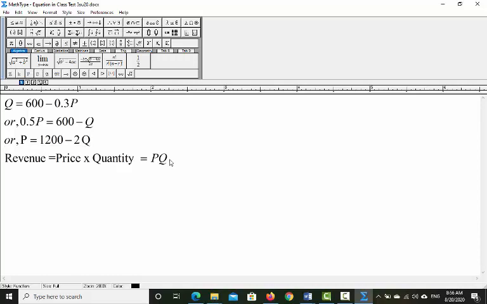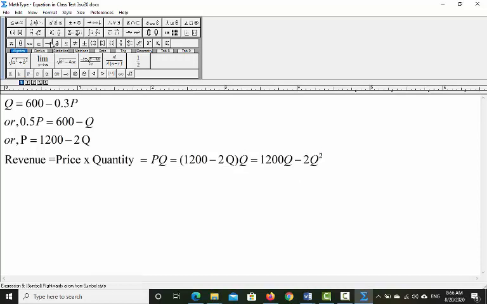Right, so here revenue is equal to PQ. P is equal to 1200 minus 2Q, so revenue is 1200 minus 2Q multiplied by Q, which is equal to what? 1200Q minus 2Q square.